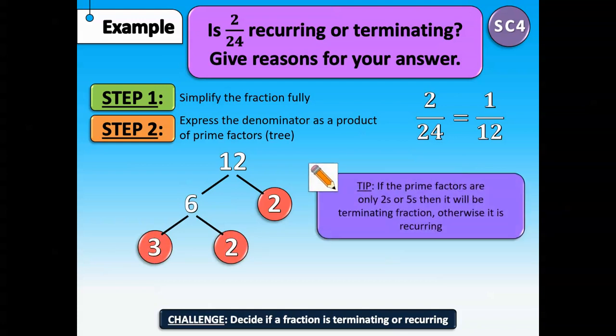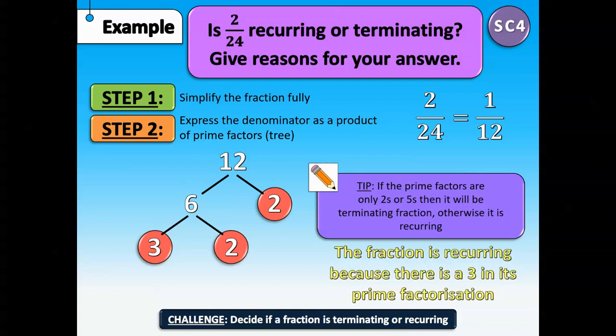If the prime factors are only 2's and 5's, then it will be a terminating fraction. Otherwise, it's going to be recurring. So because 12 has a prime factor of 3, that means it's going to be recurring. So the fraction is recurring because there is a 3 in its prime factorization.